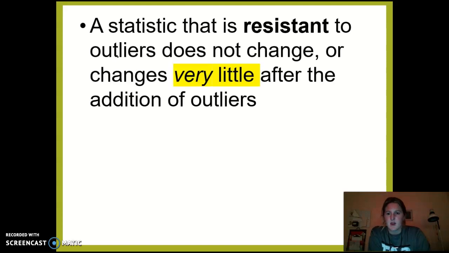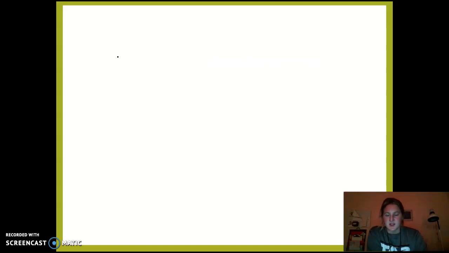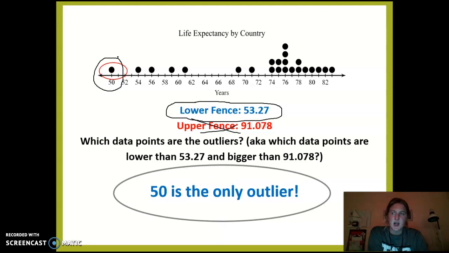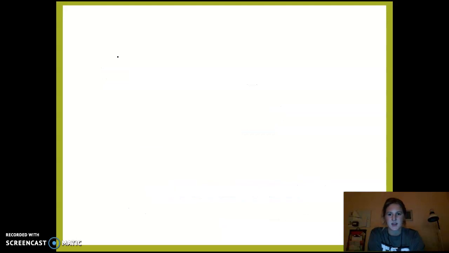Okay? Those are the formulas. That's the only really concrete math we're going to see in this unit. The rest of the unit is more conceptual. So it's talking about how outliers affect the rest of the data. Once we know that this 50 is an outlier, what does it do to the rest of the data? What does it do to the mean? What does it do to the median? Let's talk about that idea in a sec.